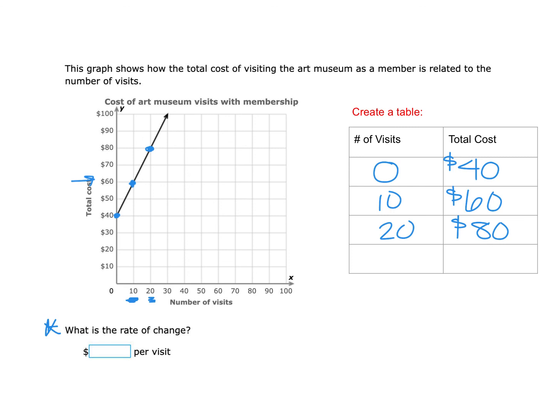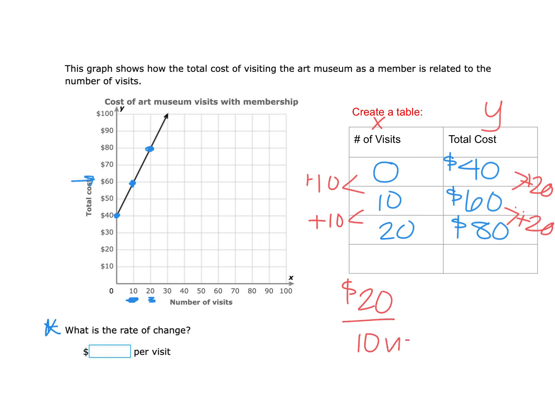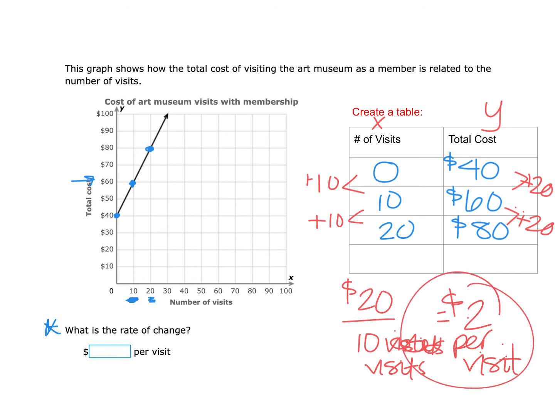So then I know that it is going up by 10 each time. And over here it's going up by 20 each time. And I take the change in y over the change in x. So it would be $20 over 10 visits. 20 divided by 10 is 2. So $2 per visit. After I've paid my monthly fee, then after we've gone a certain amount of times, we're paying $2 per visit.